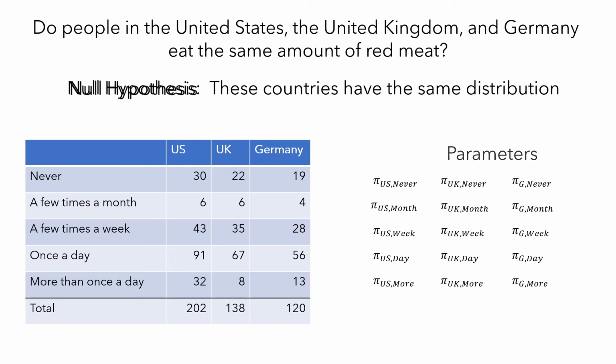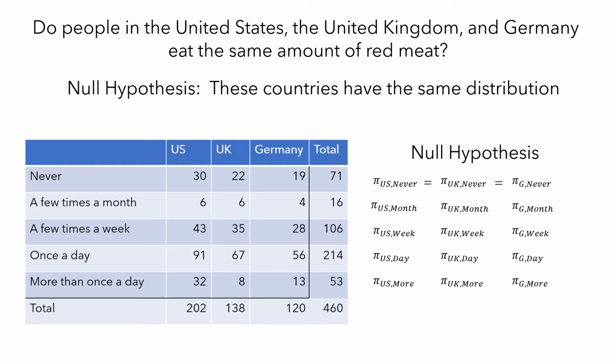Now, for our null hypothesis, we need to capture the idea that the countries all have the same distribution. So, for example, the percentage of people in each country who never eat meat should all be equal to each other. And what should these percentages all be equal to? Well, if we look at the totals for each country, overall, 71 out of the 460 people never ate meat. So if the three countries had the same distribution, then the percentages should all be equal to 71 out of 460. And the next parameters should all be equal to 16 out of 460.